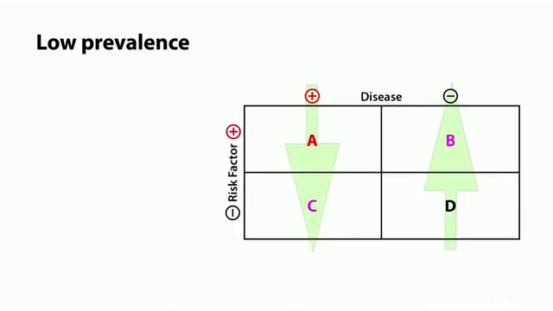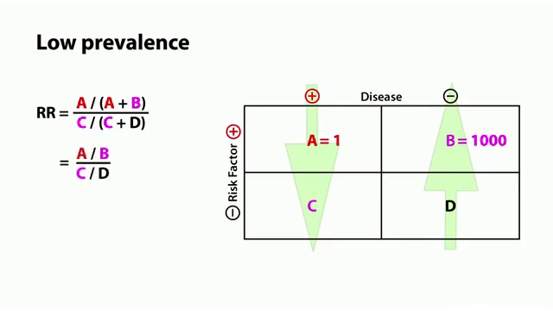Remember, the equation for relative risk was A over A plus B divided by C over C plus D. So if A is a tiny number relative to B, then A plus B essentially just becomes B, right? If A is 1 and B is 1,000, there's not much difference between 1 over 1,000 and 1 over 1,001. So when prevalence is low, A over A plus B essentially becomes A over B. And when C is minuscule, C over C plus D becomes C over D. So when prevalence is very low, the relative risk equation becomes A over B divided by C over D.